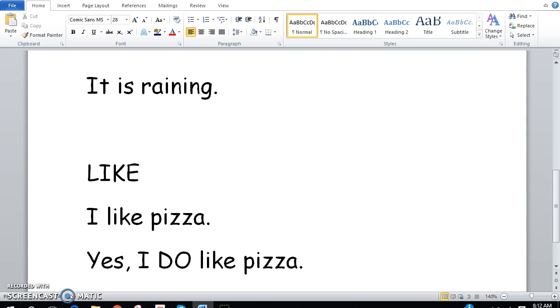So this doesn't really change the meaning of the sentence. These two sentences mean the same thing, except this one is stronger. I like pizza. Yes, I do like pizza. So the main verb is like, because that's what I'm doing. And the auxiliary verb is do, because that's what's making the sentence a little bit stronger. Do. It's helping us understand the sentence a little bit better.